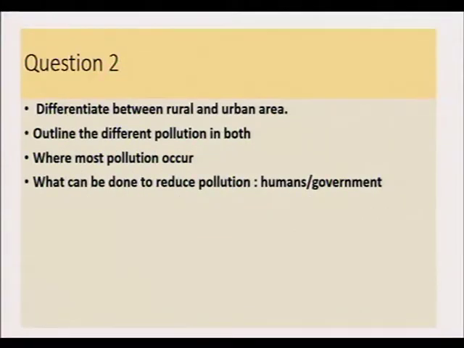Let's look at question 2. Question 2 is also dealing with pollution, but here you need to be able to differentiate between rural and urban areas. You have to mention what rural is and what is urban. And when you are given a picture, you must be able to outline the difference in pollution in both. Where does most pollution occur and what can be done to reduce the pollution? And here you have to explain in terms of what can we as humans do and what can the government also do in order to reduce pollution.